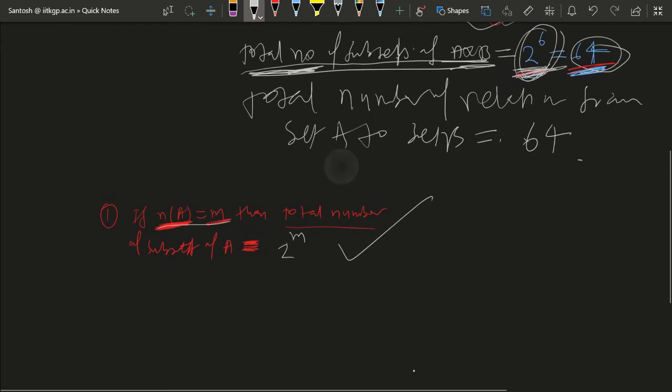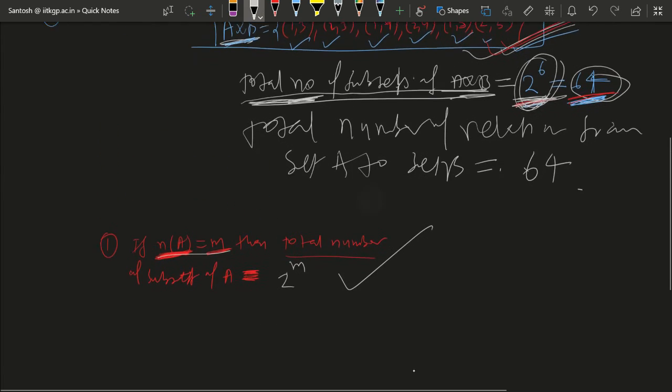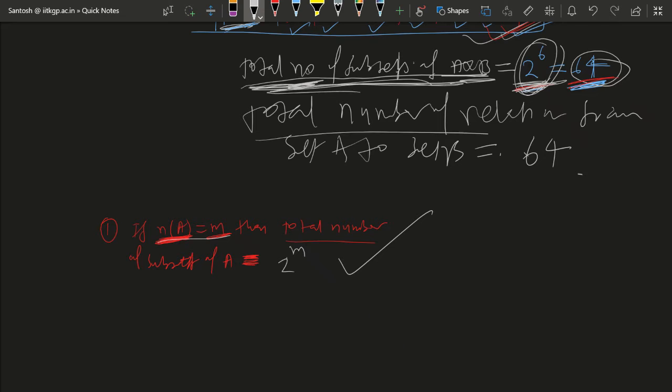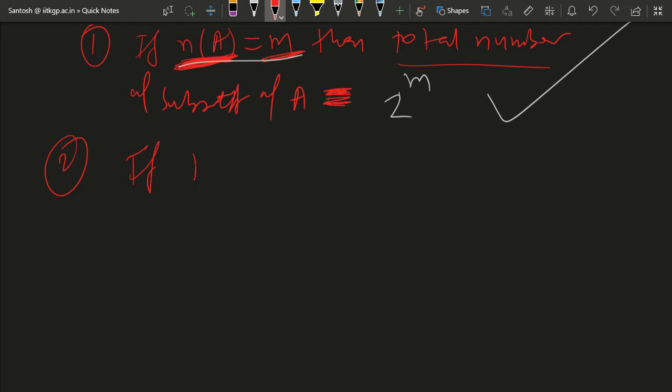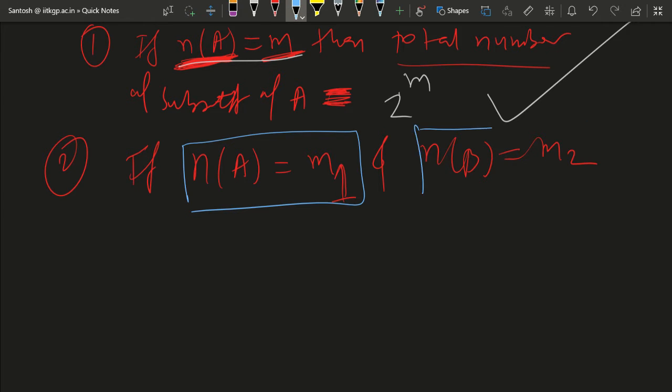Similarly, now I write the formula for this. The second formula: suppose the number of elements in set A is m, or instead of m I write something else, suppose p. P is some number. Or if you wish, you may write m1 and m2. Suppose set A has m1 number of elements and set B has m2 number of elements. So m1 and m2 are two numbers.